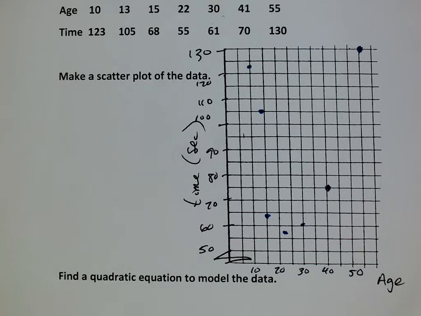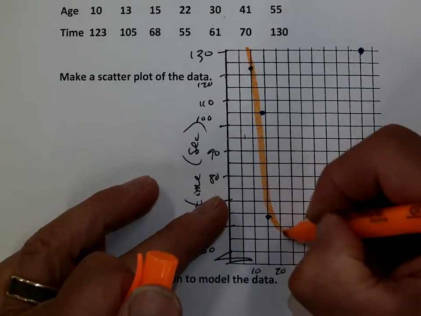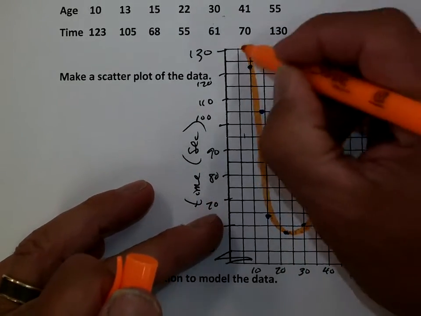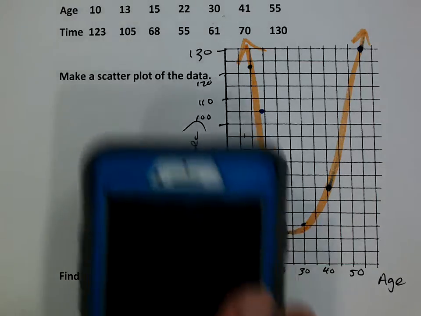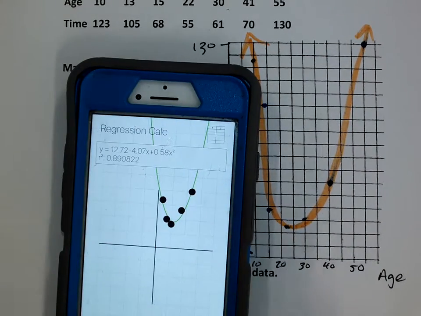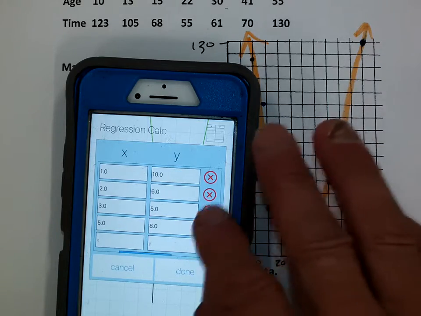So it kind of looks like a quadratic. If I tried to fit a curve in kind of like that, maybe it's a quadratic. That's not a very good curve, so I'm going to let my calculator get a better curve, okay? So I like to use my quadratic regression, right? So let me clear all of these points.